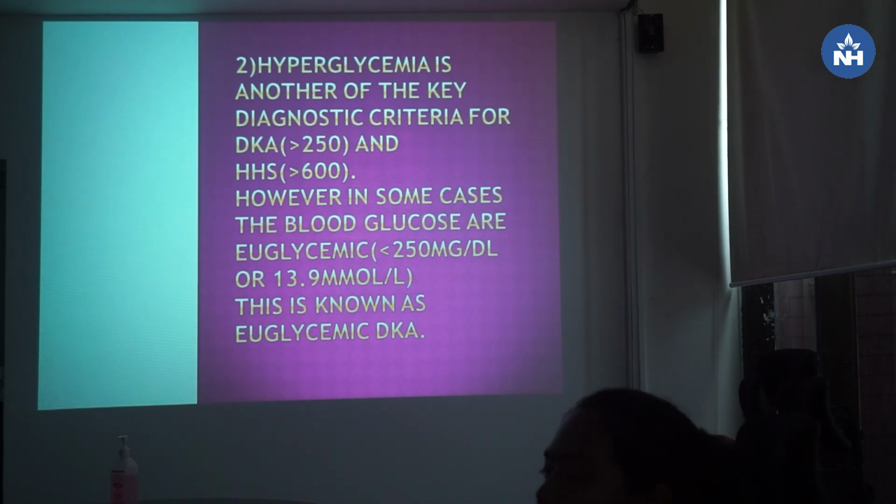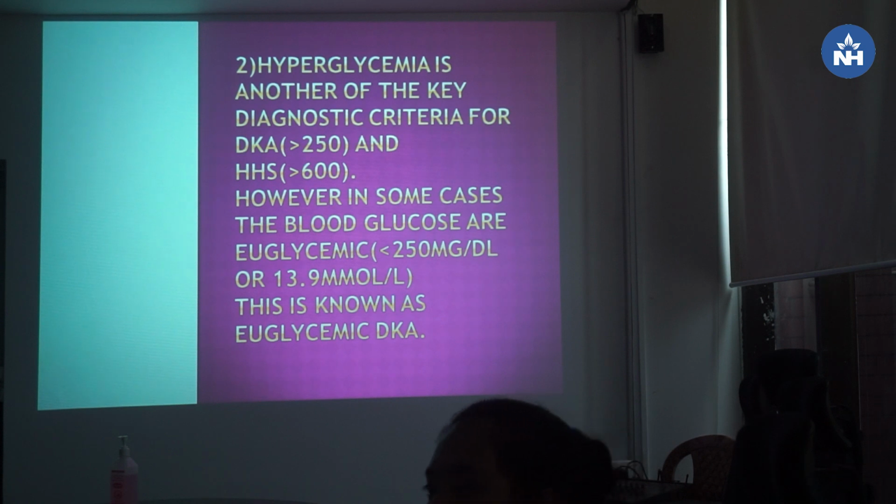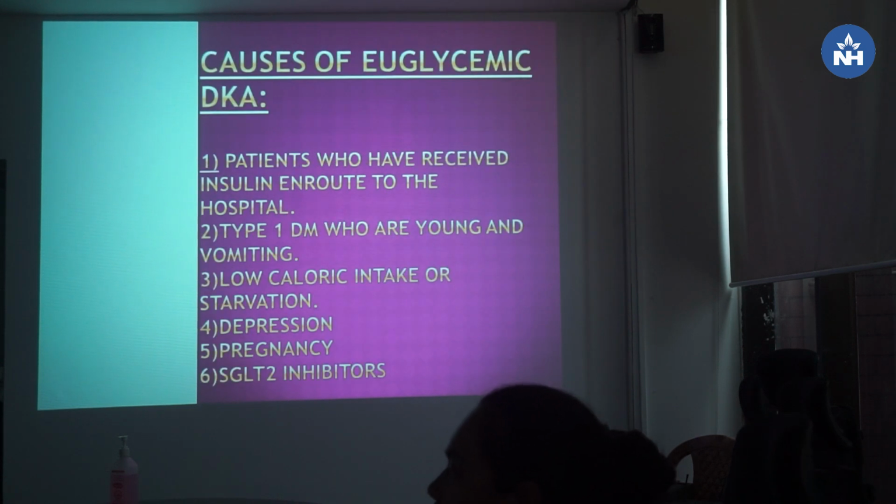Hyperglycemia is another diagnostic criterion. For DKA it is more than 250 milligram per deciliter, and for HHS it is more than 600. However, in some cases the blood glucose is less than 250 or 13.9 millimole, and this is known as euglycemic DKA. So we'll quickly take a look at the causes of euglycemic DKA.